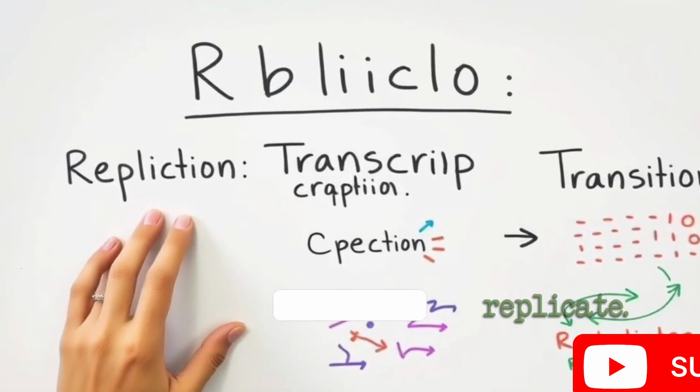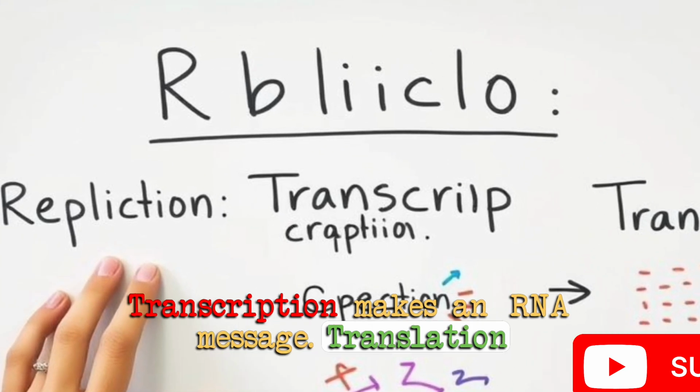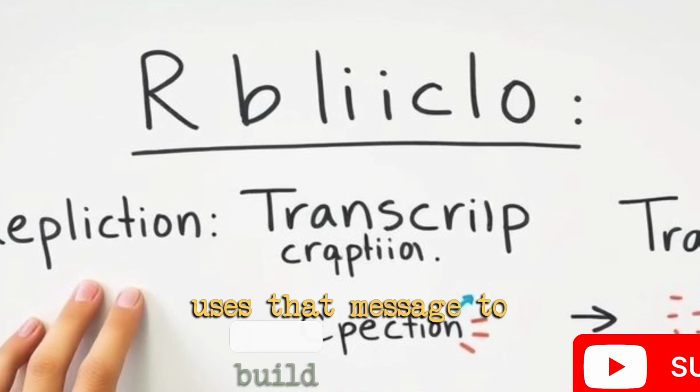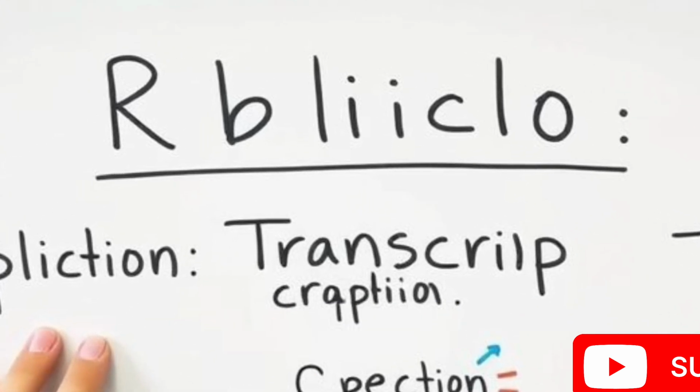So remember, replication copies the DNA. Transcription makes an RNA message. Translation uses that message to build proteins. This entire process is what makes life possible.